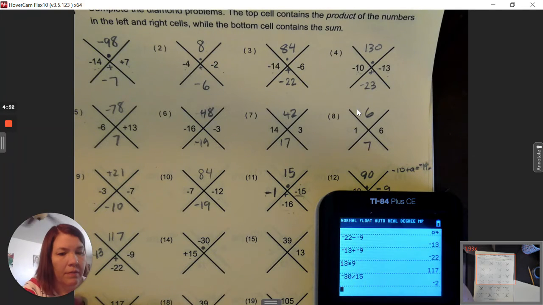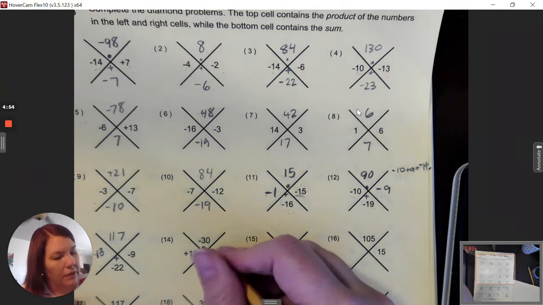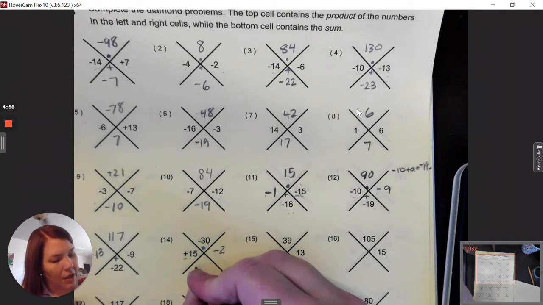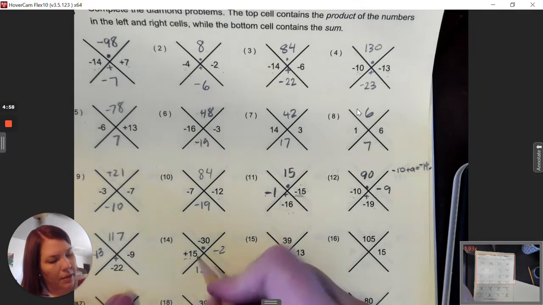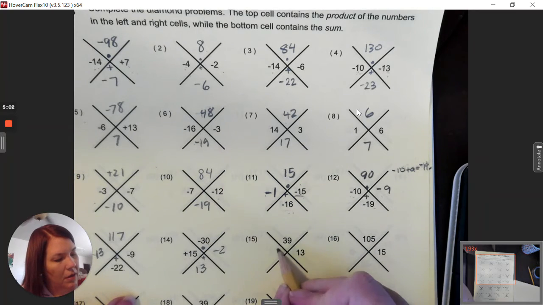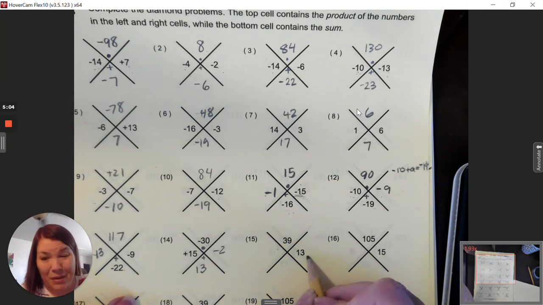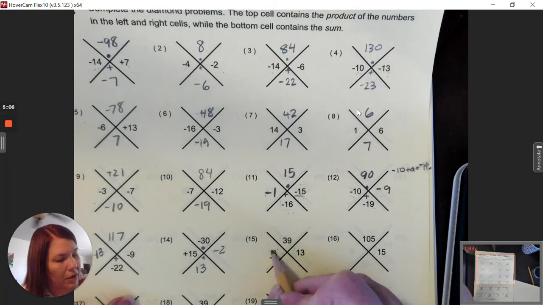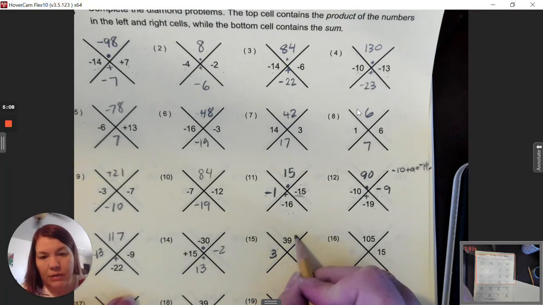And I got negative 2. So this is negative 2. Then I add them together, I get 13. And so then, same thing. 39 divided by 13 is 3, or 13 times what number is 39?